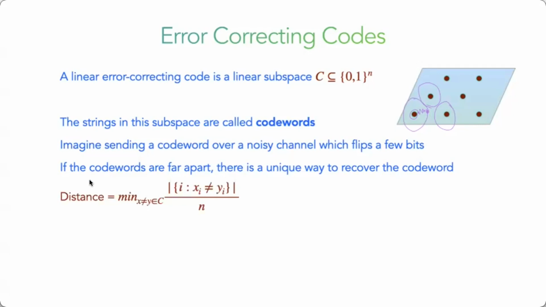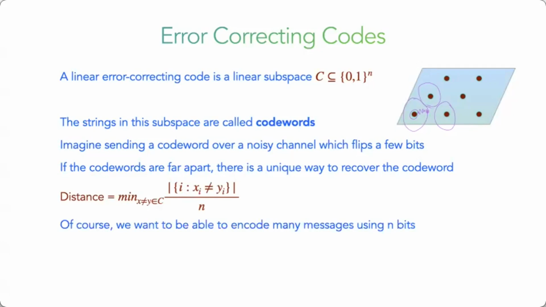So we measure the distance between two strings with the Hamming distance. The distance between x and y just counts how many indices x differs from y, and we normalize by n, so we can always talk about parameters between 0 and 1.